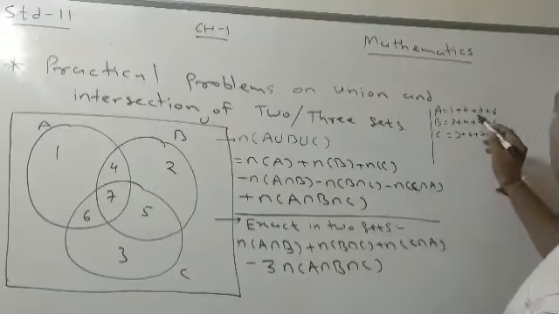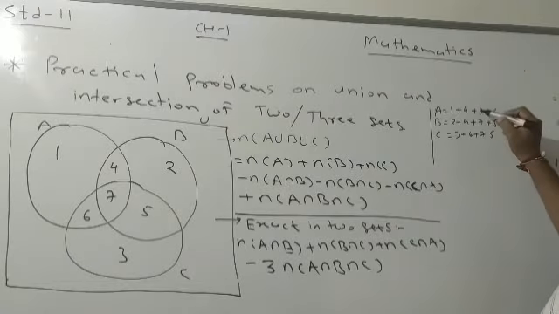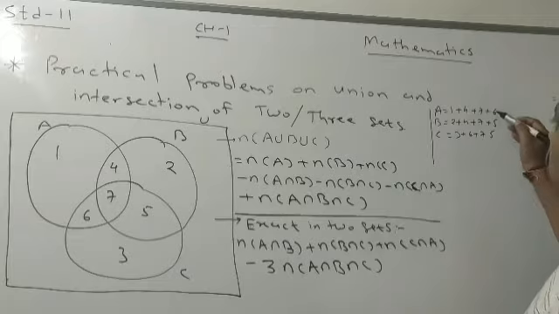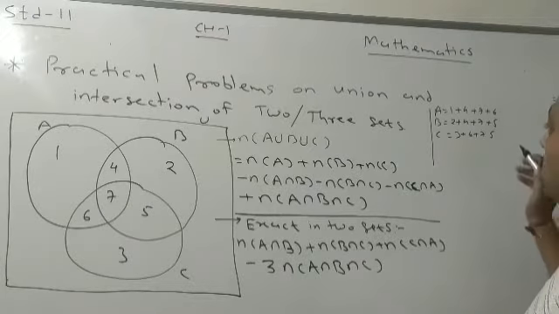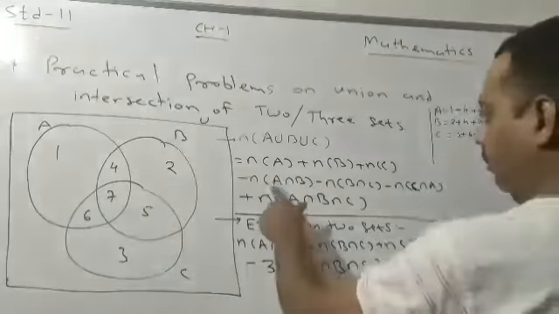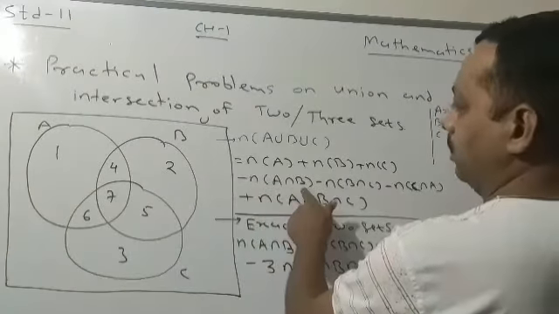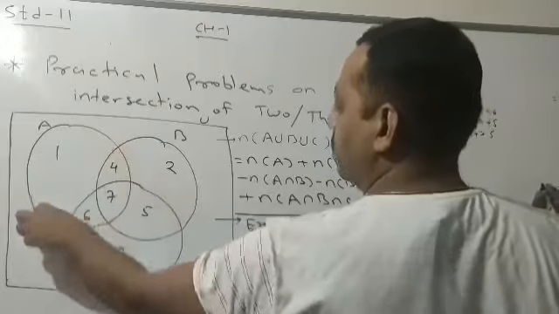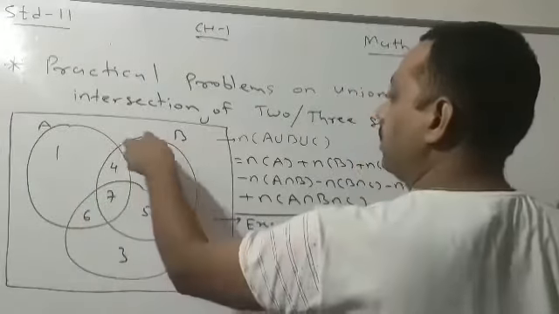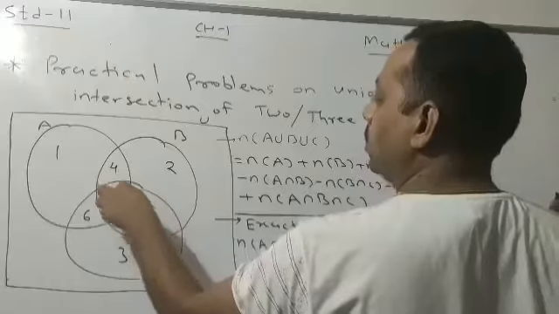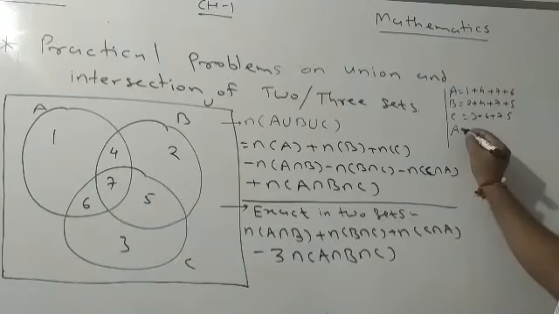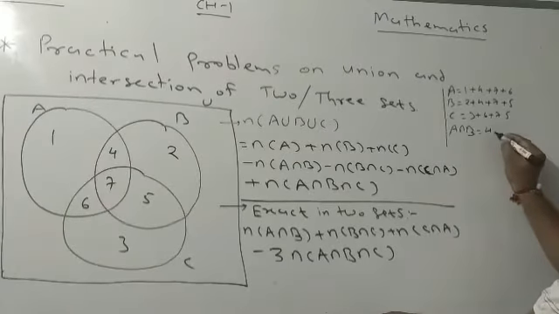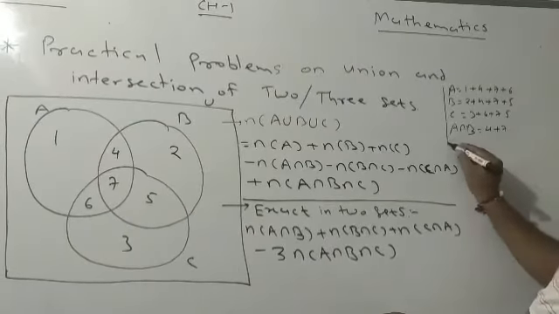But we know very well, we want 1, 2, 3, 4, 5, 6 and 7 only once. Here 7 occurs thrice, so 2 sevens are extra. 4 occurs twice, so 1 four is extra. 5 has 1 extra, like 6 has 1 extra. So that also we have to remove. So we will remove the part A intersection B. Now A intersection B means the common part of A and B. So this will be A, this will be B. So A intersection B means 4 and 7. So A intersection B is equal to 4 plus 7.